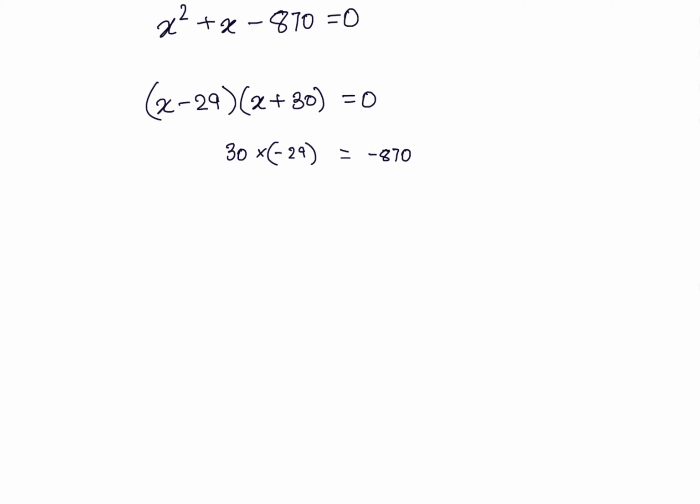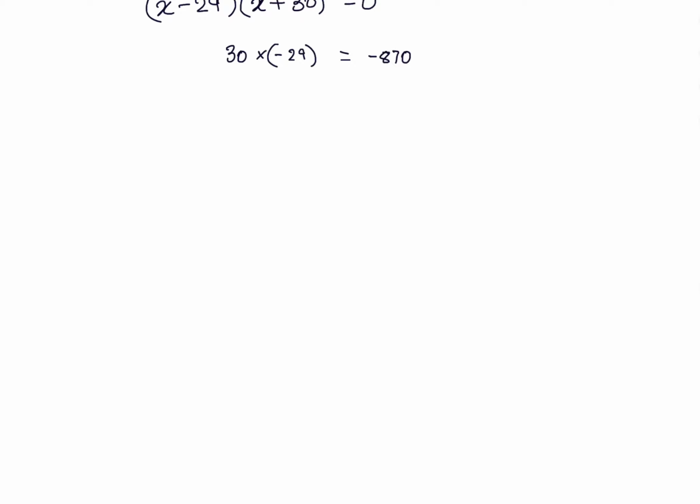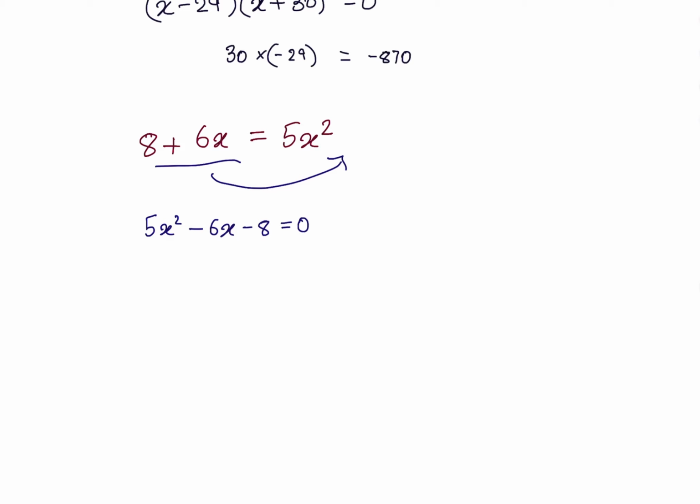So now let's try doing a different question. Let's say we've been given 8 plus 6x is equal to 5x squared. Now what we want to do, our first step, is to bring all the terms on one side of the equation. So I like to bring everything here because I like having a positive a. So 5x squared minus 6x minus 8 gives us 0. If you simplify this equation, this is what you get.